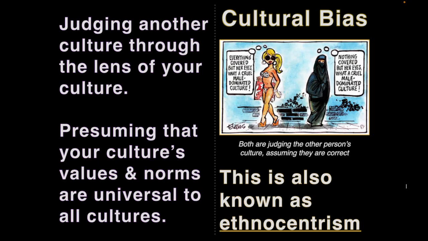So one of the major things you're going to want to be aware of is cultural bias, which is when you judge another culture through the lens of your culture, and you presume that your culture's values and norms are universal to other cultures or should be universal to all cultures. When you think your culture's values and norms are the best way to do it, that's known as ethnocentrism.